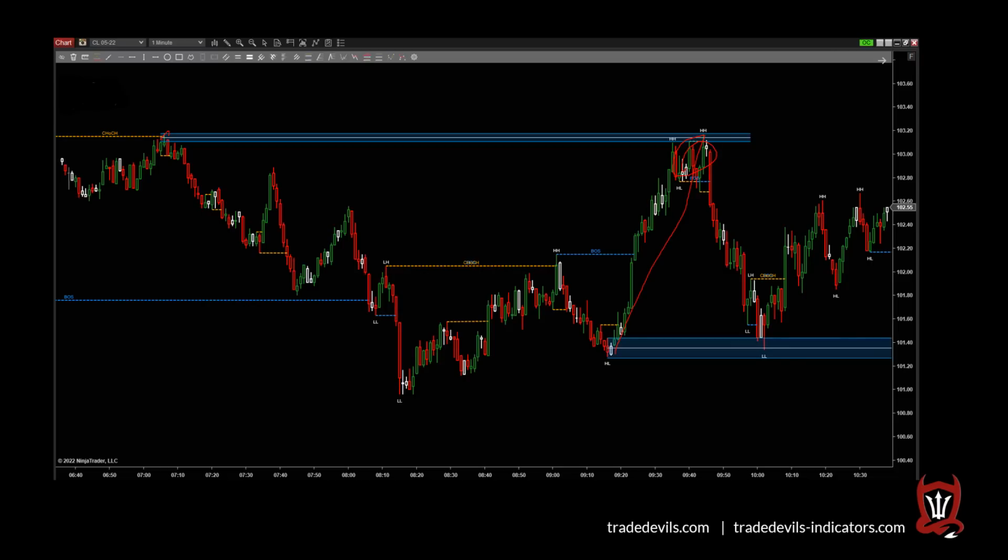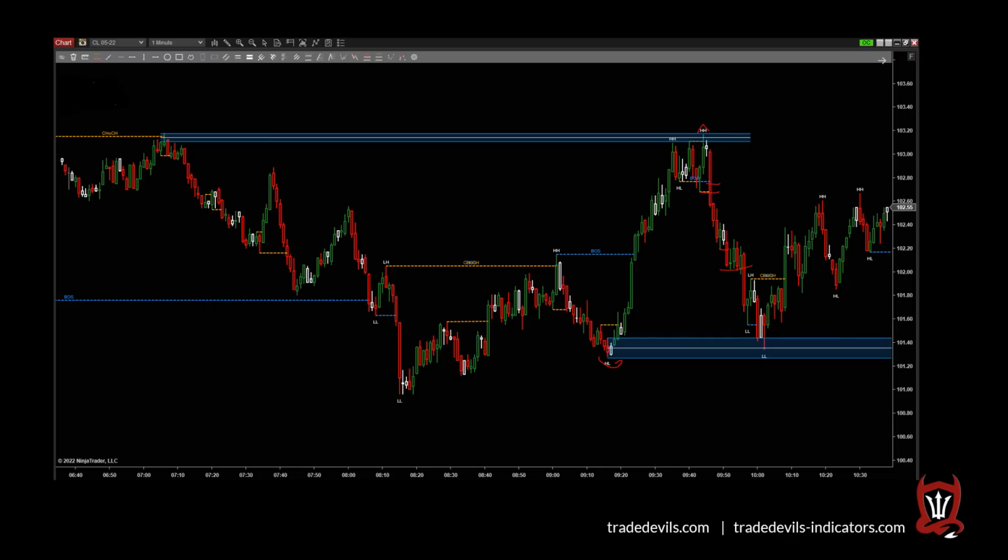Right. This is what sets it up, right? The potential, the change of character, the break of structure that takes me up here. Now I'm challenging that supply zone here. Think about the risk reward on that trade. My risk is here. My target is here. What happens? First thing that happens, break of structure, change of character.